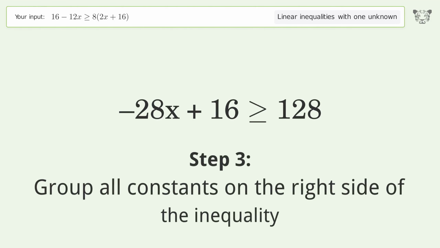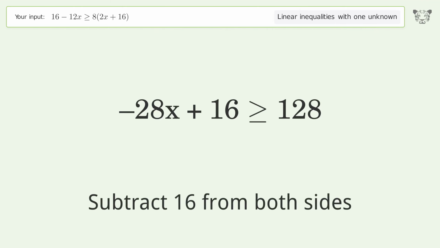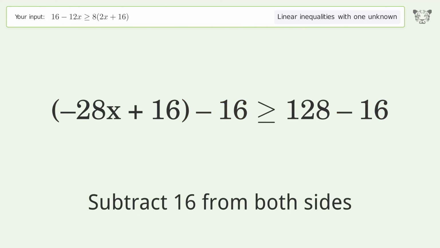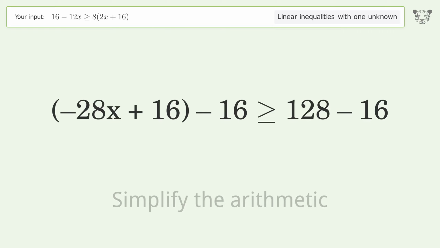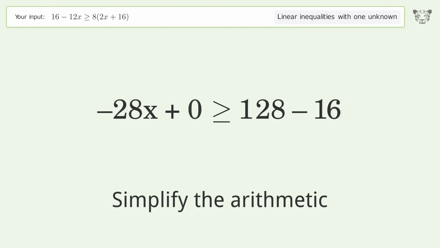Group all constants on the right side of the inequality. Subtract 16 from both sides. Simplify the arithmetic.